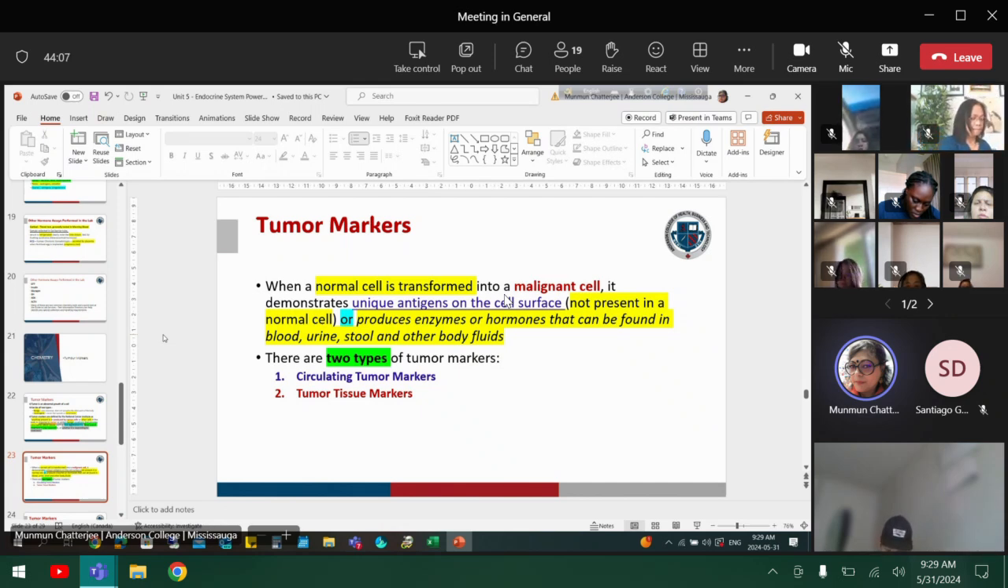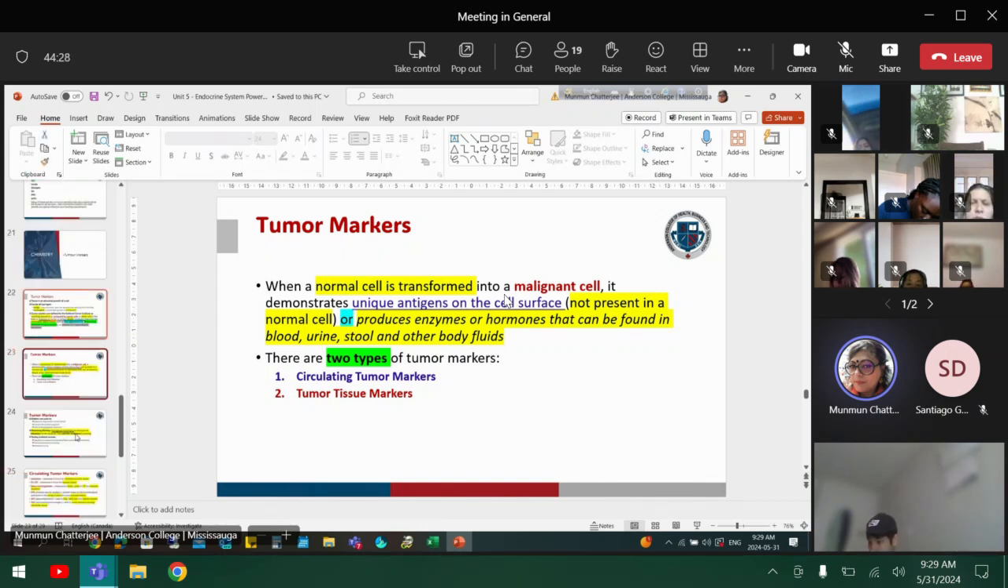And another is tumor tissue specific markers. That means it is present on the cell surface as an antigen. We have to detect both of them. We cannot just take the body fluid. So that's why you need the biopsy to take the tissue to check, in addition to your blood test. Clear? Okay.